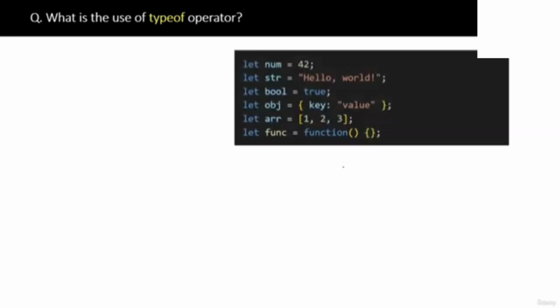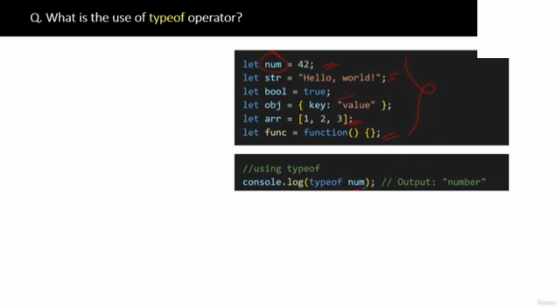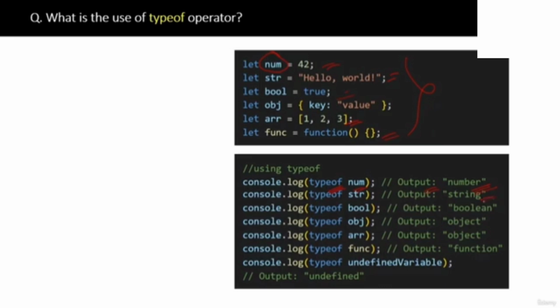What is the use of the typeof operator? Short question. Let's see the code first. Here we have different variables assigned to numbers, strings, booleans, objects, arrays, and a function. Now the question is, how can we get the type of them? For that purpose, we use the typeof operator, something like this. Before the variable name, just put this typeof operator and you will get the actual type of the variable in the output. Like this, you can get the types of all the variables by using the typeof operator. The definition is: the typeof operator is used to determine the type of each variable.